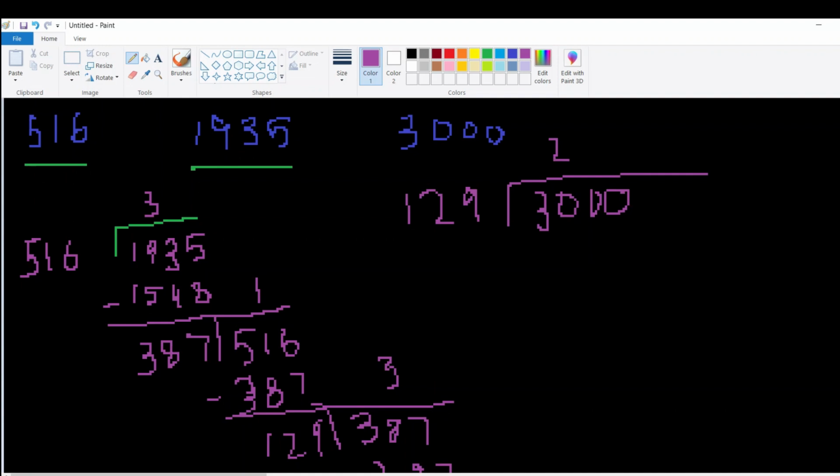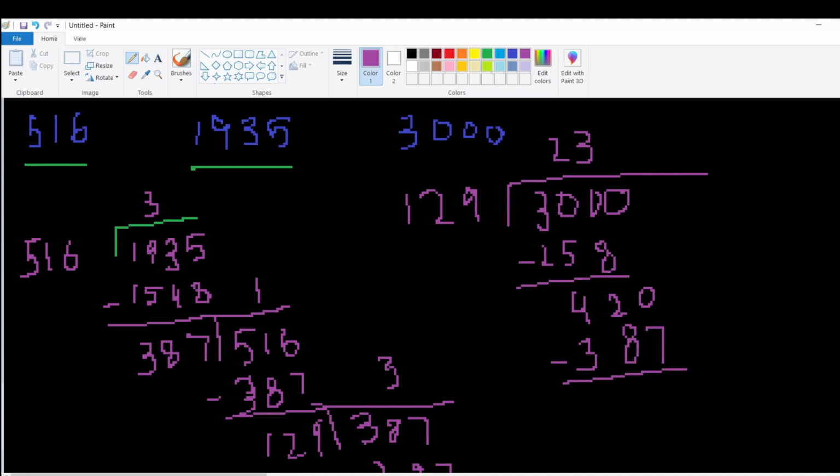Now divide it. Firstly, it would go on 2, 258. Subtract, 420. Next it goes on 3, 387. Subtract, the remainder is 33.